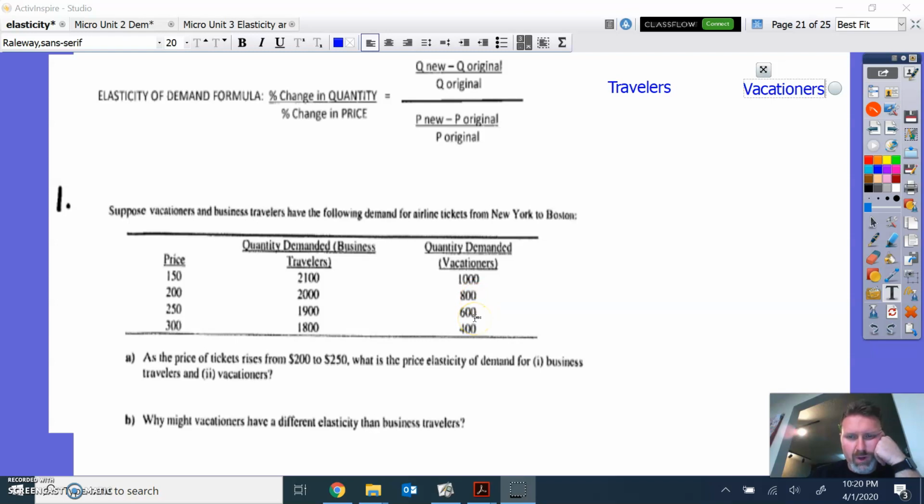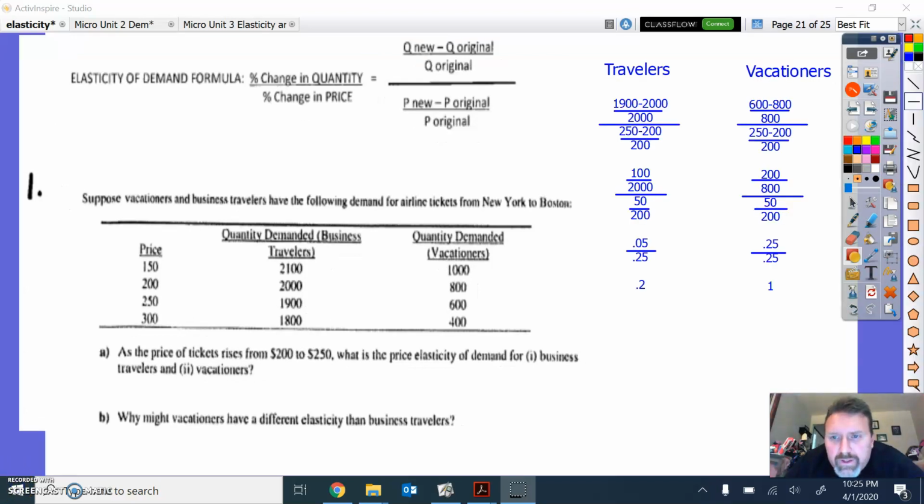I'm going to set the problem up for you and then see if you can solve it, and pause. We're back. Okay, so 2,000, 250 over 200. Okay, 0.05 or 0.25, 0.2, and 1. You should be able to calculate this. If you have any questions, send me an email about this point. But price elasticity of demand for business travelers is 0.2. For vacationers, it's about 1.